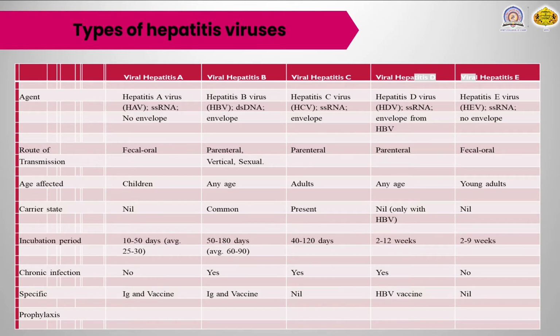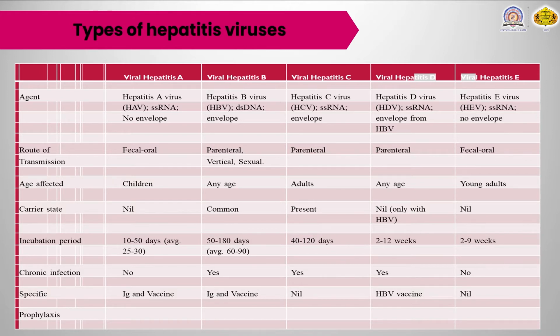Then talking about the incubation period for all these viruses: for hepatitis A, it is 10 to 50 days. For hepatitis B, it is 50 to 180 days. For hepatitis C, it is 40 to 120 days. For hepatitis D, it is 2 to 12 weeks. And for hepatitis E, it is 2 to 9 weeks.